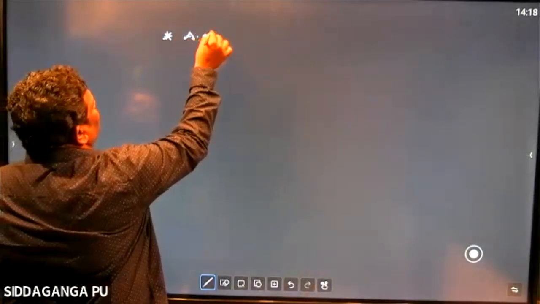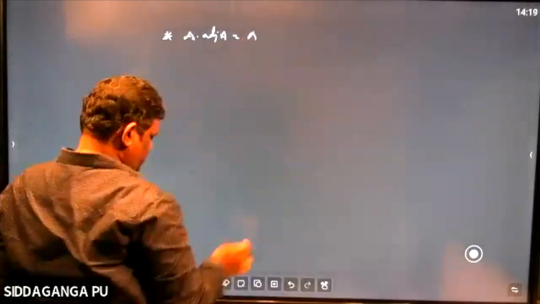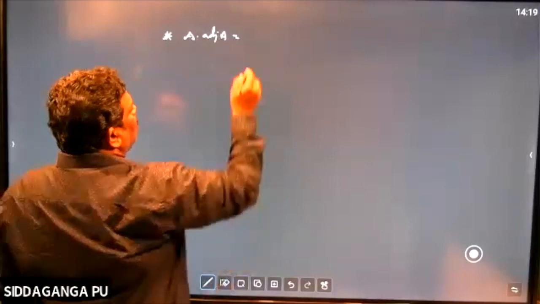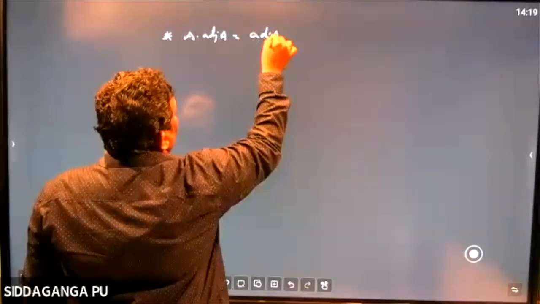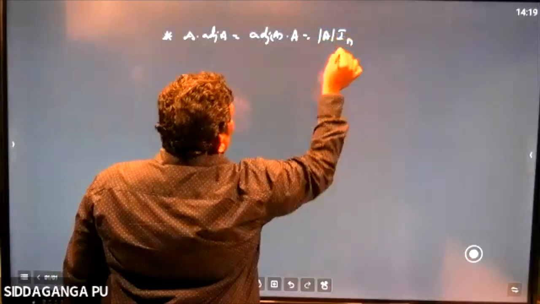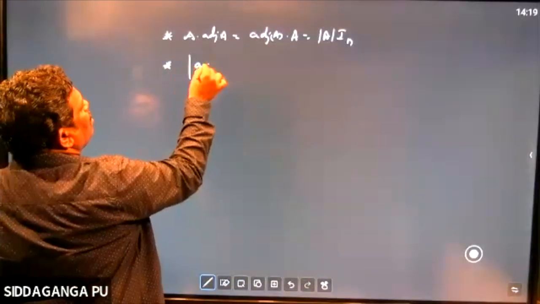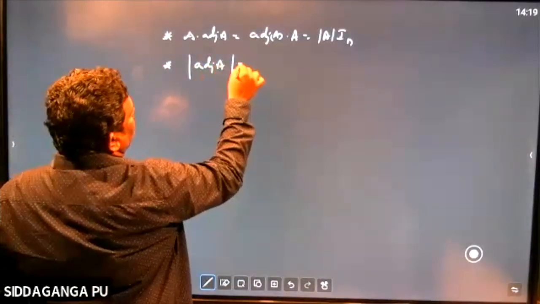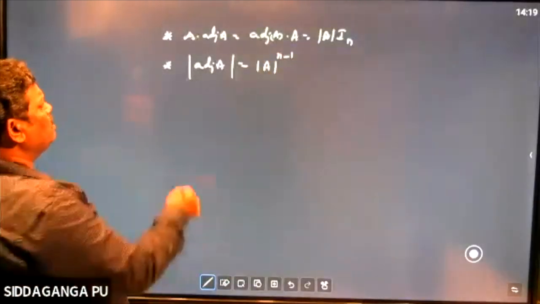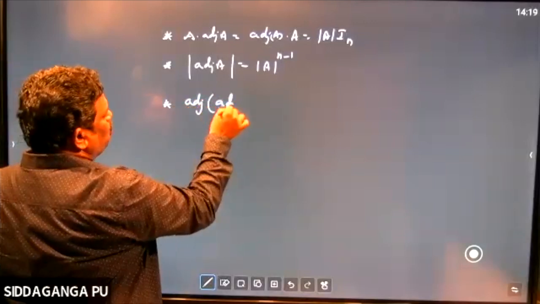A into adjoint of A, or adjoint of A into A, is equal to det A into IN. First property, det A into IN. Then determinant of adjoint A is equal to det A power n minus 1. All these can be proved, no doubt. Okay na. Next, another one: adjoint of adjoint A.